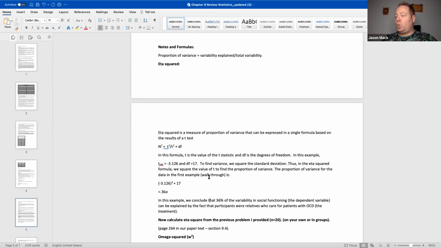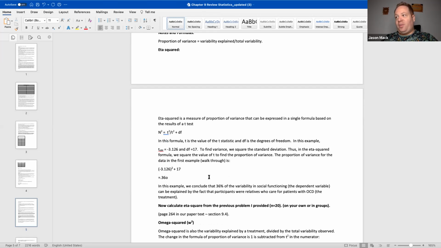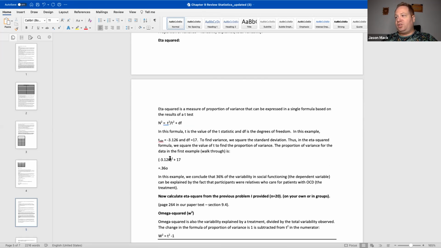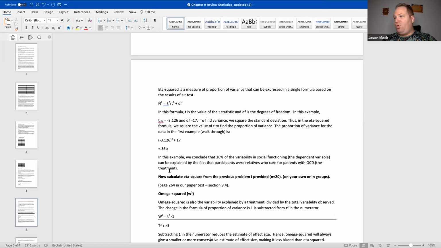To find variance, we square the standard deviation. Thus, in the eta squared formula, we square the value of t to find the proportion of variance. The proportion of variance for the data in the first example walkthrough is negative 3.126 squared plus 17, which is equal to 0.360. So in this example, we conclude that 36% of the variability in social functioning, the dependent variable, can be explained by the fact that participants were relatives who care for patients with OCD, the treatment.